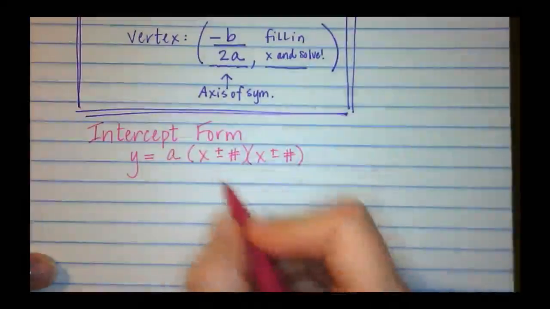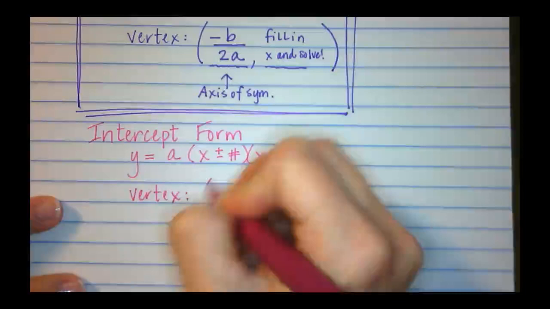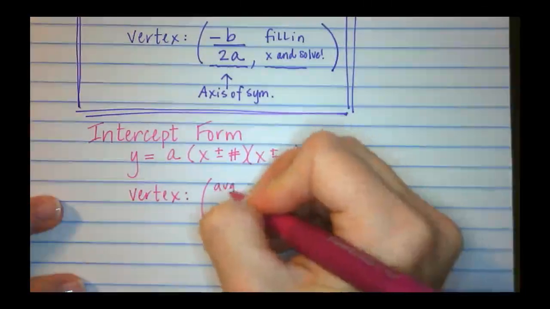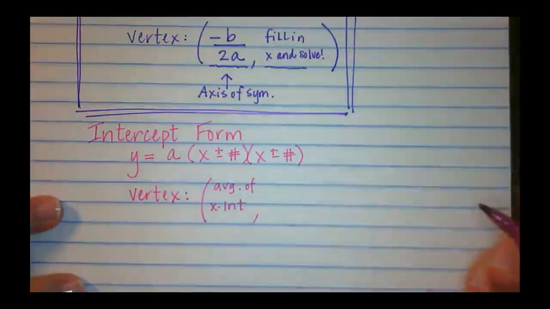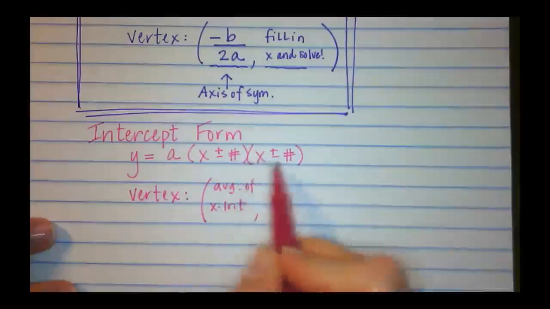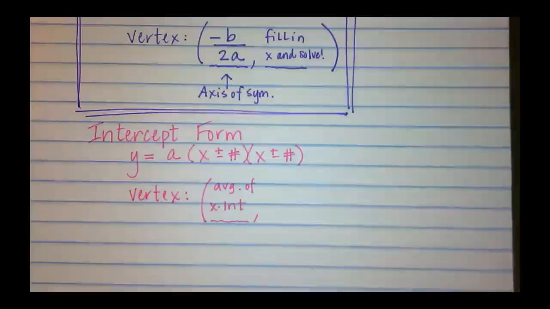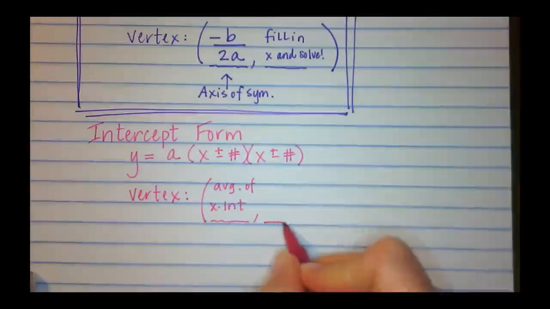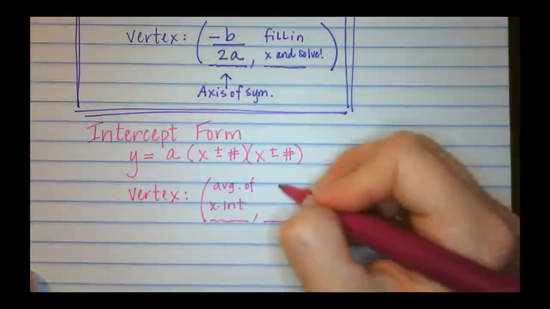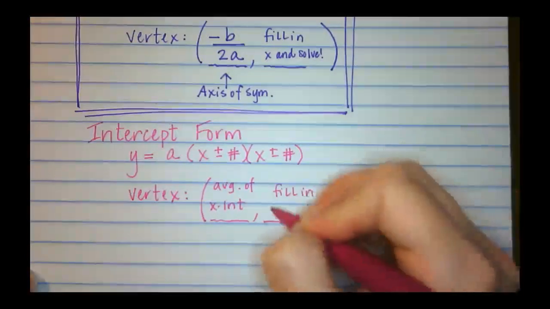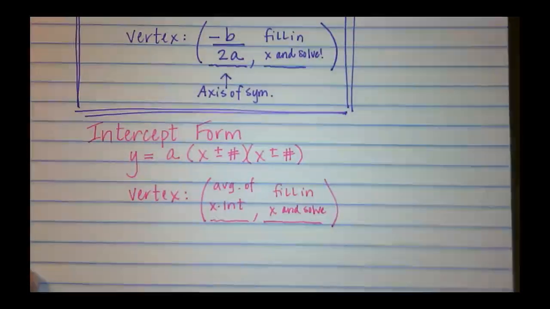So here's the deal. What we want to do is to get the vertex for the x's is going to be the average of the x-intercepts. So what we're going to do is we're going to take our two answers right here and we're going to average them, and that is going to be where the vertex is located. And then, as always, if we want to figure out what y is, we have to fill in the x and work it out. So, fill in x and solve. That will give us the y.